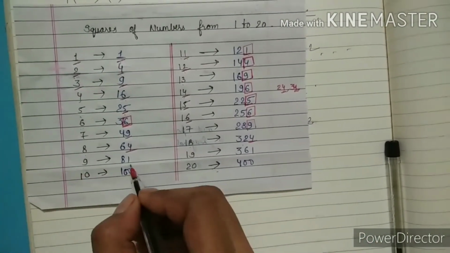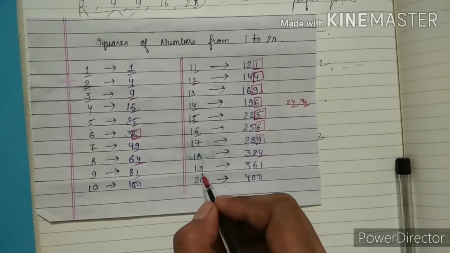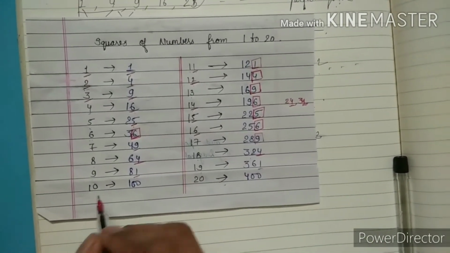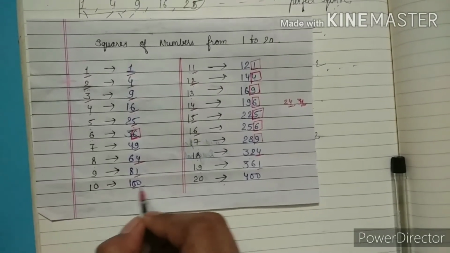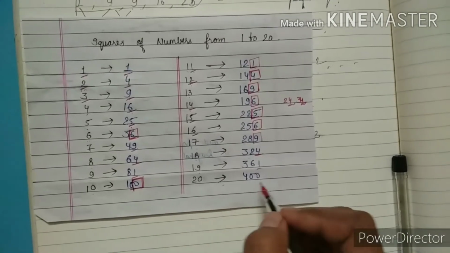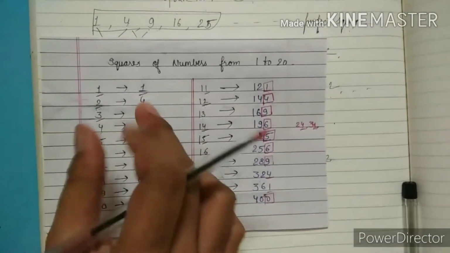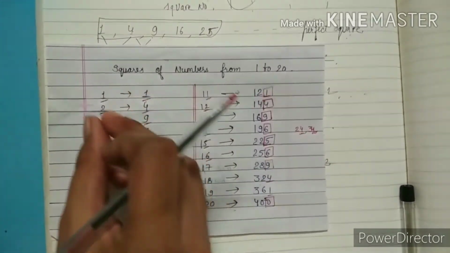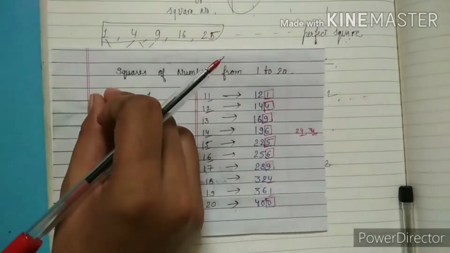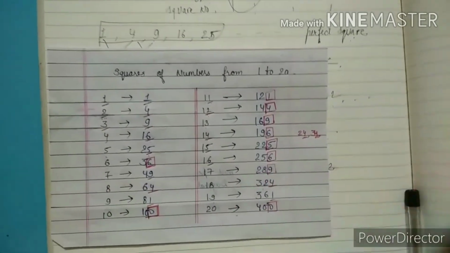In the 9 we have 1 here. Okay, unit place having 1. In the 19 we also have 1 here. In the 100 we have 0. We can also take it 0. Here 20 is having 0 on the unit place. So the unit place of the squares of 1 to 10 will be considered everywhere.